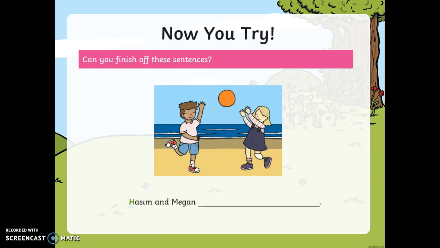Can you think of a sentence for the next picture? Hassan and Megan. Pause the video while you write your sentence. That's right, you could say, Hassan and Megan are playing ball at the beach.